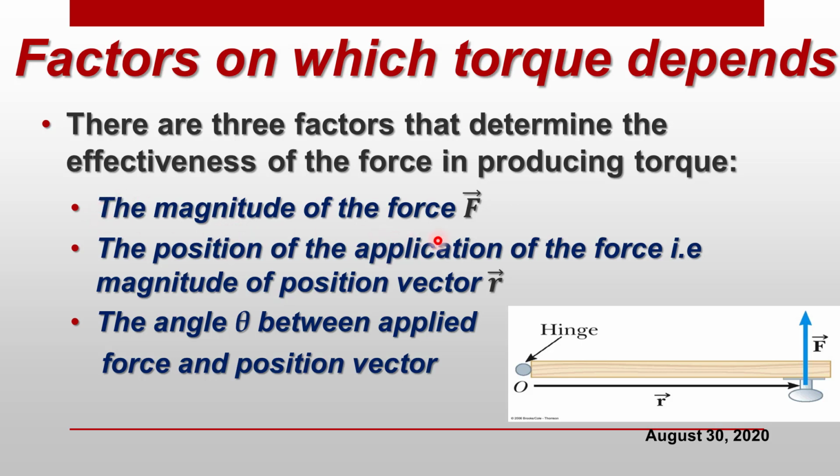Magnitude of force F, position of application of the force which gives us the position vector r, and third, the angle between force and position vector, again justifying the definition of torque. It depends upon r, F and theta. So tau is equal to rF sin theta, because the perpendicular component is responsible for producing the rotation. So these are the three factors which determine the effectiveness of the torque.